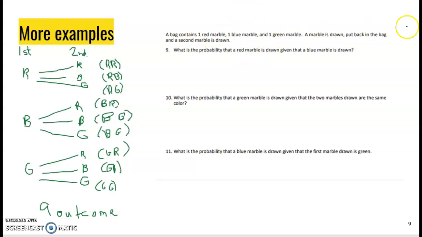And then from there, we're going to use the formula to find the conditional probability. So here we have the probability that a red marble is drawn. I'm going to use my conditional probability notation. We have the probability that a red marble is drawn given that a blue marble is drawn. I'm going to represent that with notation like this. Using my formula, I know that I'm finding the probability of a red and a blue being drawn, and I'm going to divide it by the probability of me drawing a blue.